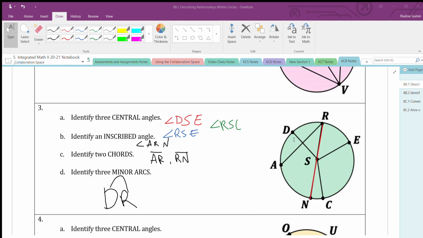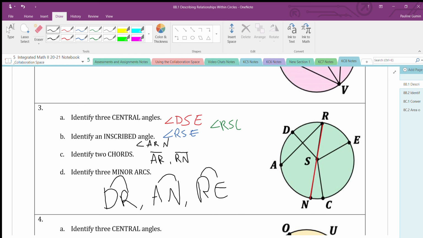Then I also see, how about AN? That's an arc. It's less than a semicircle. There's a lot of them we could use. And what else do I feel like? Oh, how about RE? Look at that. That's a minor arc. It's less than half a circle. RE. Again, I need to make sure I write the proper notation.